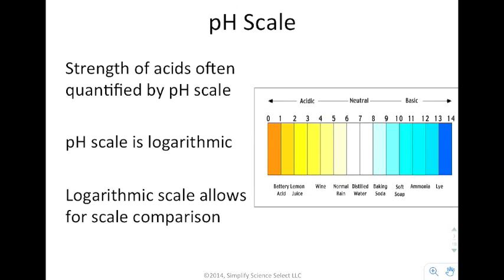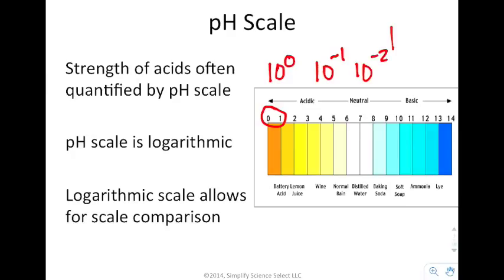So, the pH scale. The pH scale quantifies the strength of acids. It is a logarithmic scale, which means whenever you change from 0 to 1, you're not changing by 1 or by 2. Instead, you're changing by a factor of 10. So when we look at 0, that really means 10 to the 0. Whenever we look at 1, that really means 10 to the minus 1. When we look at 2, it means 10 to the minus 2.